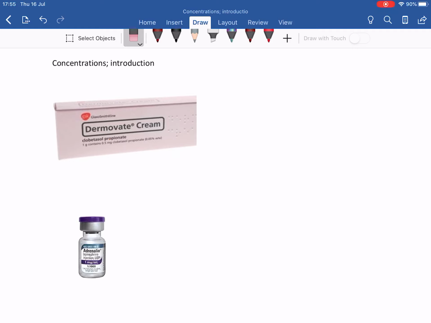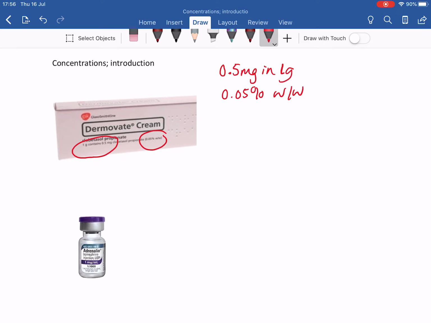So looking first at the Dermovate, here the manufacturer has told us that 1 gram contains 0.5 milligrams of the active ingredient. So our amount strength is 0.5 milligrams in 1 gram. But they've also told us that the percentage strength is 0.05% weight in weight. Now these look a little bit different on paper, don't they? So how can we tell that these are the same thing?